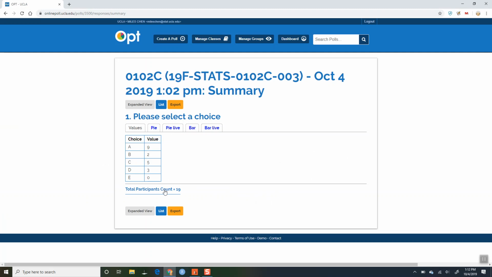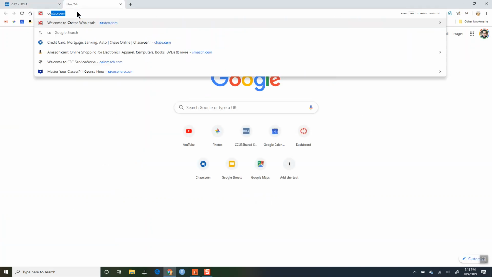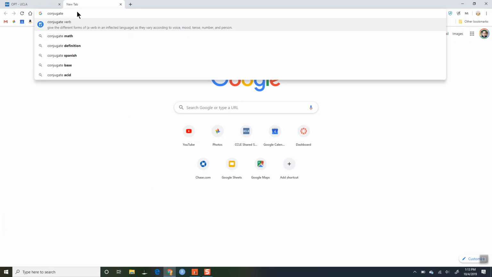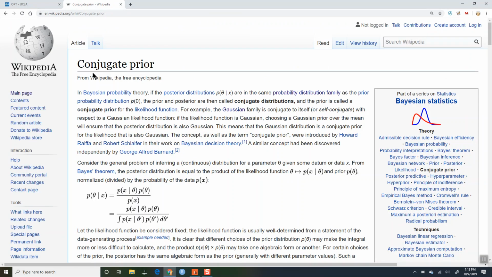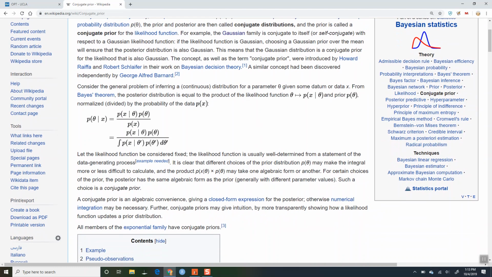So if I go to Wikipedia, I can type in conjugate prior, and Wikipedia will have a list of distributions that are conjugate priors. This is Bayes' rule: the distribution of the parameter given the data x is the likelihood, the data given the parameter, multiplied by the prior distribution of the parameter.